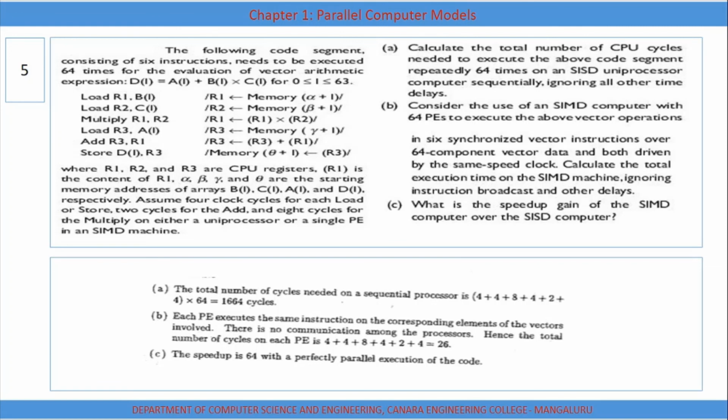And second, each processing element executes the same instruction on the corresponding elements of the vectors involved. There is no communication among the processors. Hence, the total number of cycles on each processing element is 4 plus 4 plus 8 plus 4 plus 2 plus 4, so it is 26. The speedup is 64 with a perfectly parallel execution of the code.